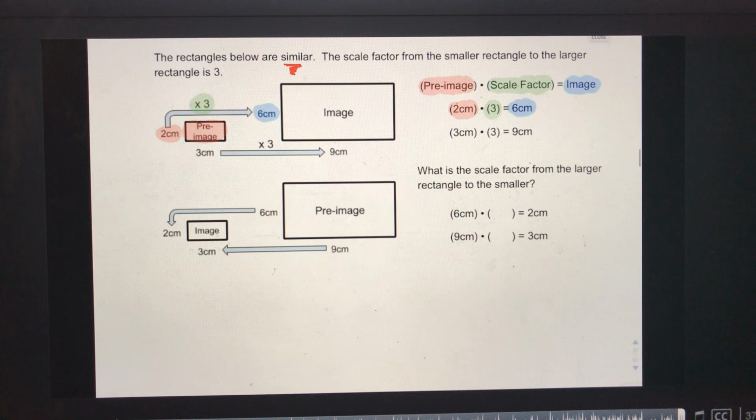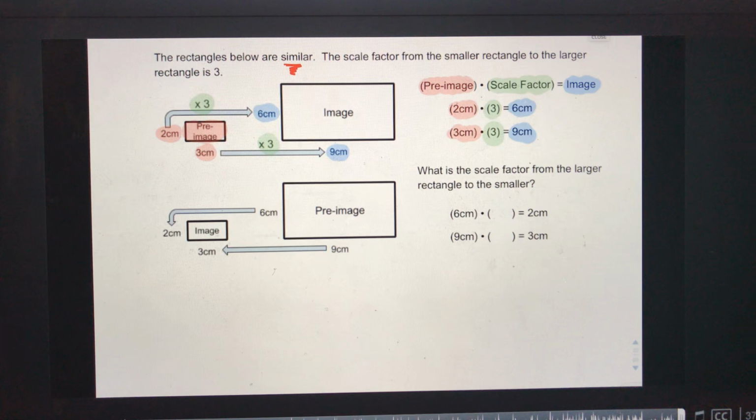They do it again down here. Here is my pre-image, 3 centimeters, 3 centimeters. Here is my scale factor, and here is my image and my result. Now, the hard part is not doing this because this is already filled out for you. This is already known for you.